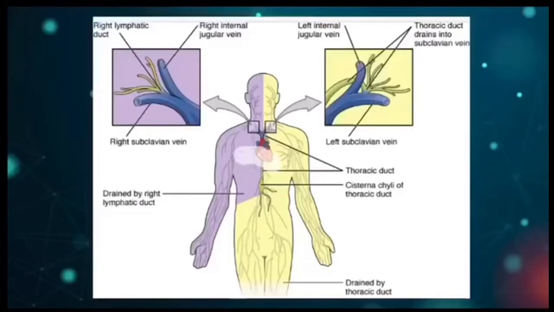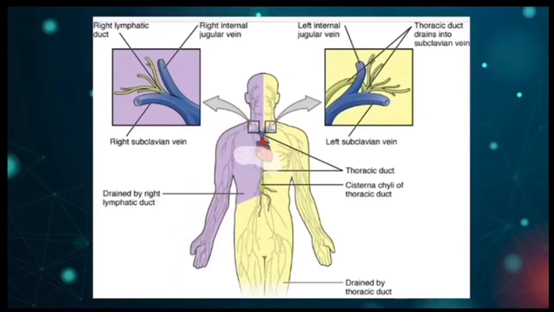Now this photo shows the purple color, which represents the body regions that are drained by the right lymphatic duct. The place where the right lymphatic duct drains is at the junction of the right jugular vein and the right subclavian vein. The right lymphatic duct receives lymph from the right jugular trunk and the right subclavian trunk. The right jugular trunk receives lymph from the right side of the head and neck, while the right subclavian trunk receives the lymph from the rest of this region.